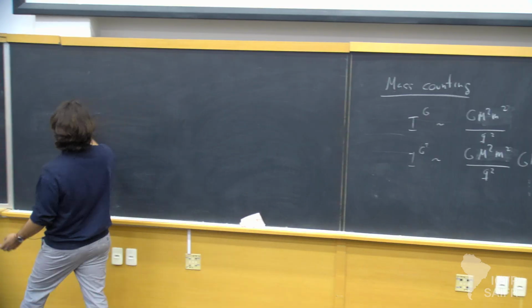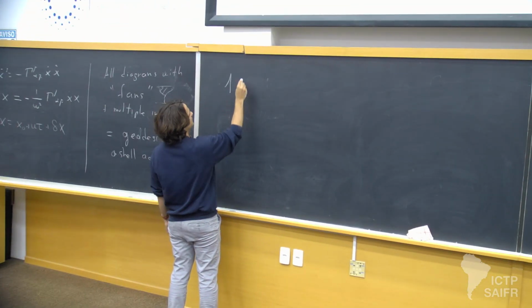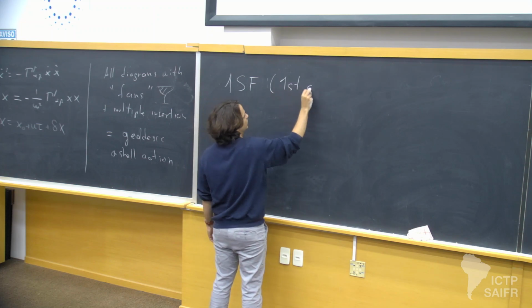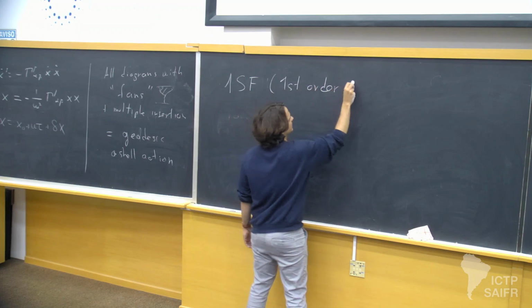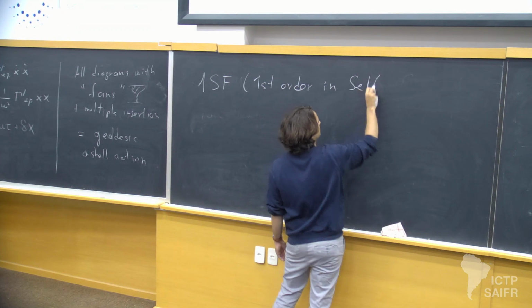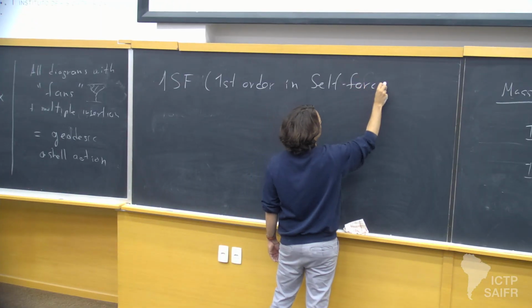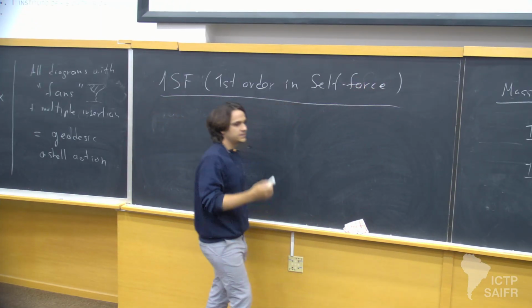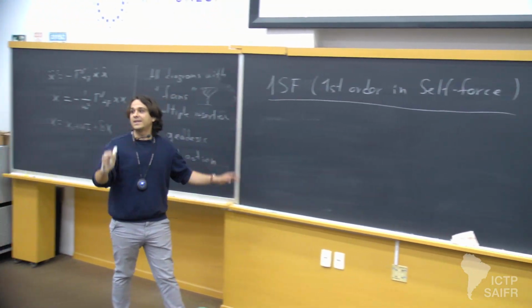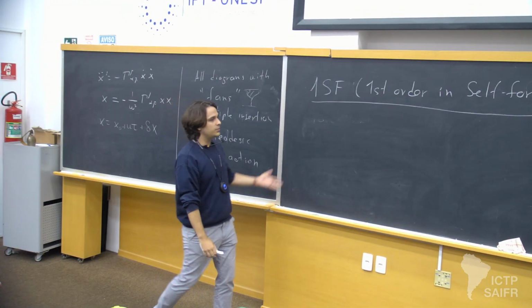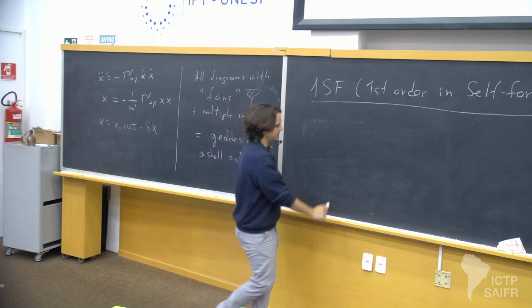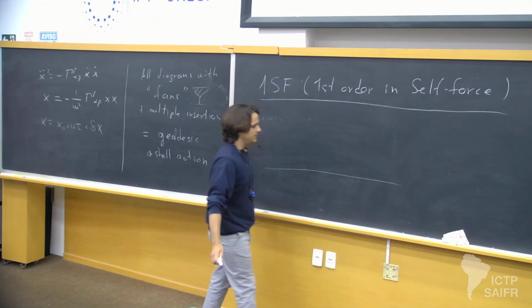So the corrections are called the first-order self-force, or first order in self-force. And you'll understand in a second why it's called self-force. So I'm just going to draw the generic diagram that looks like this. Here we just had iterations of these fans. But what else can happen is that I have this leg here.